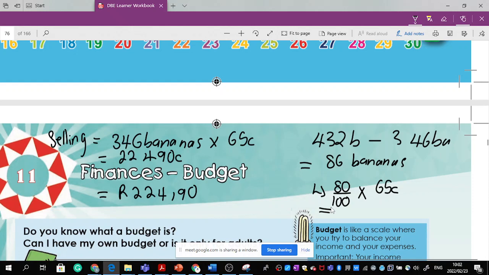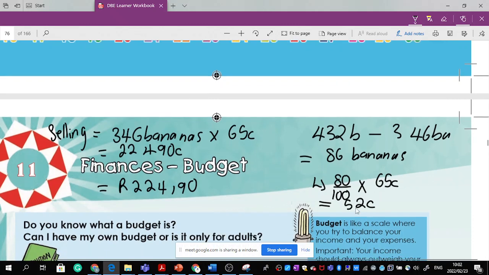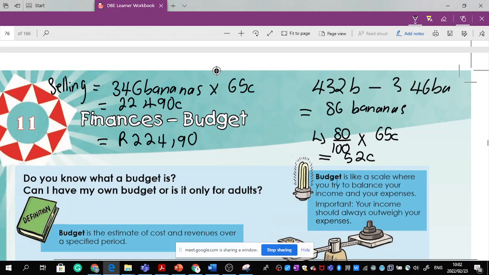Is it 52 cents? Yes, ma'am. This is 52. But why would we give a discount of 52 cents? That's a rip-off. Alright, so that's the discount you are giving, which means you are selling each banana for how much?